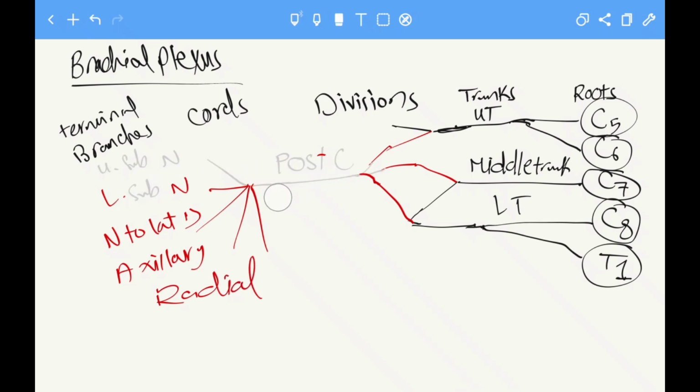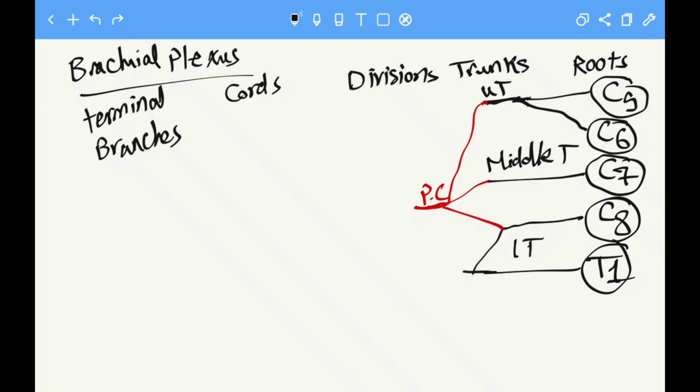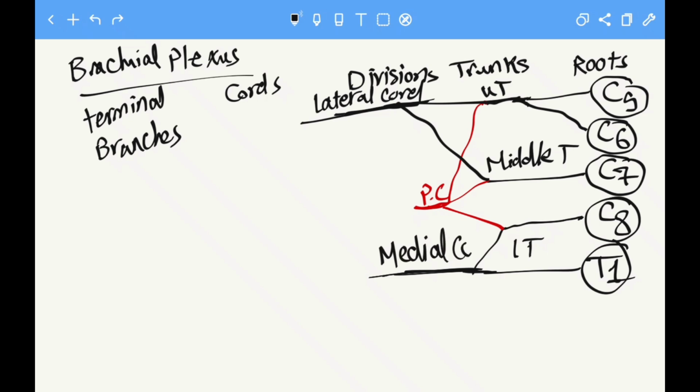Okay, this is the posterior cord, which originates from the union of the posterior divisions of the upper, middle, and lower trunk. While we talked about posterior divisions, let's talk about the anterior divisions. The anterior division of the upper trunk will unite with the anterior division of the middle trunk to form the lateral cord. And the anterior division of the lower trunk will form the medial cord.